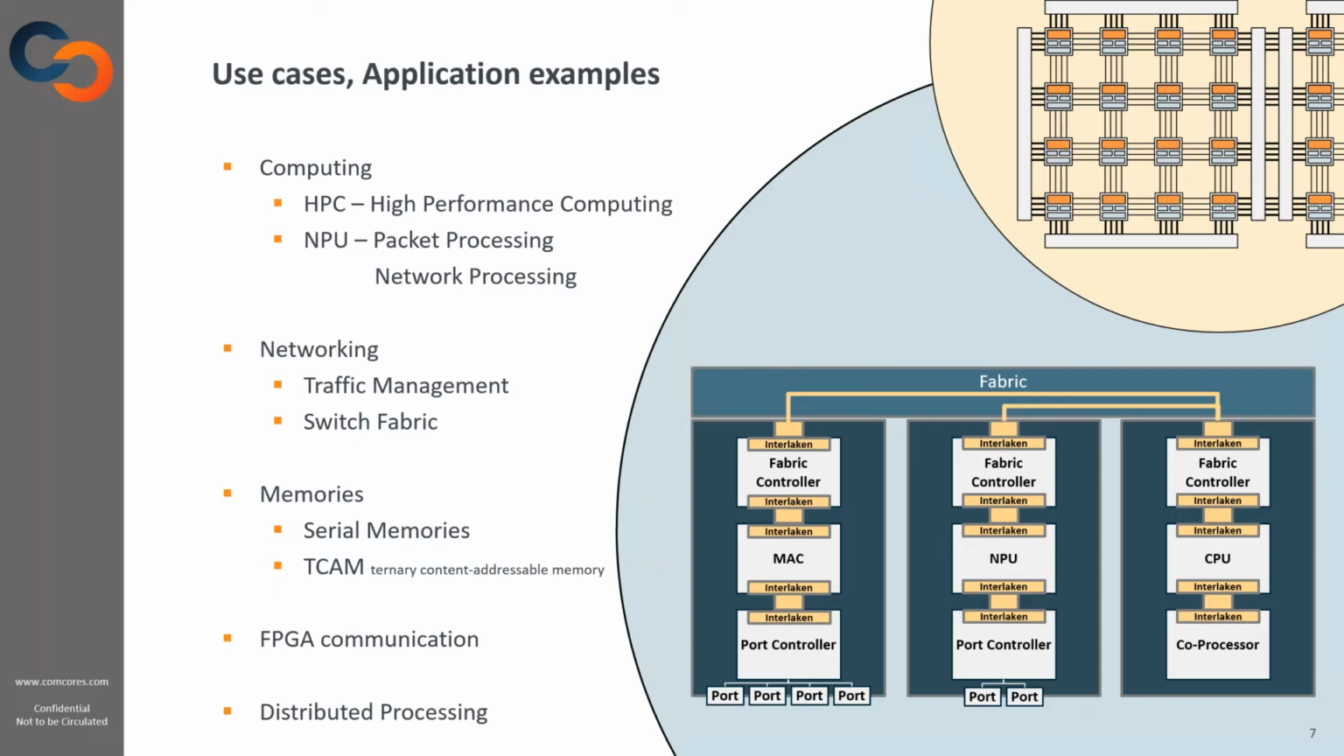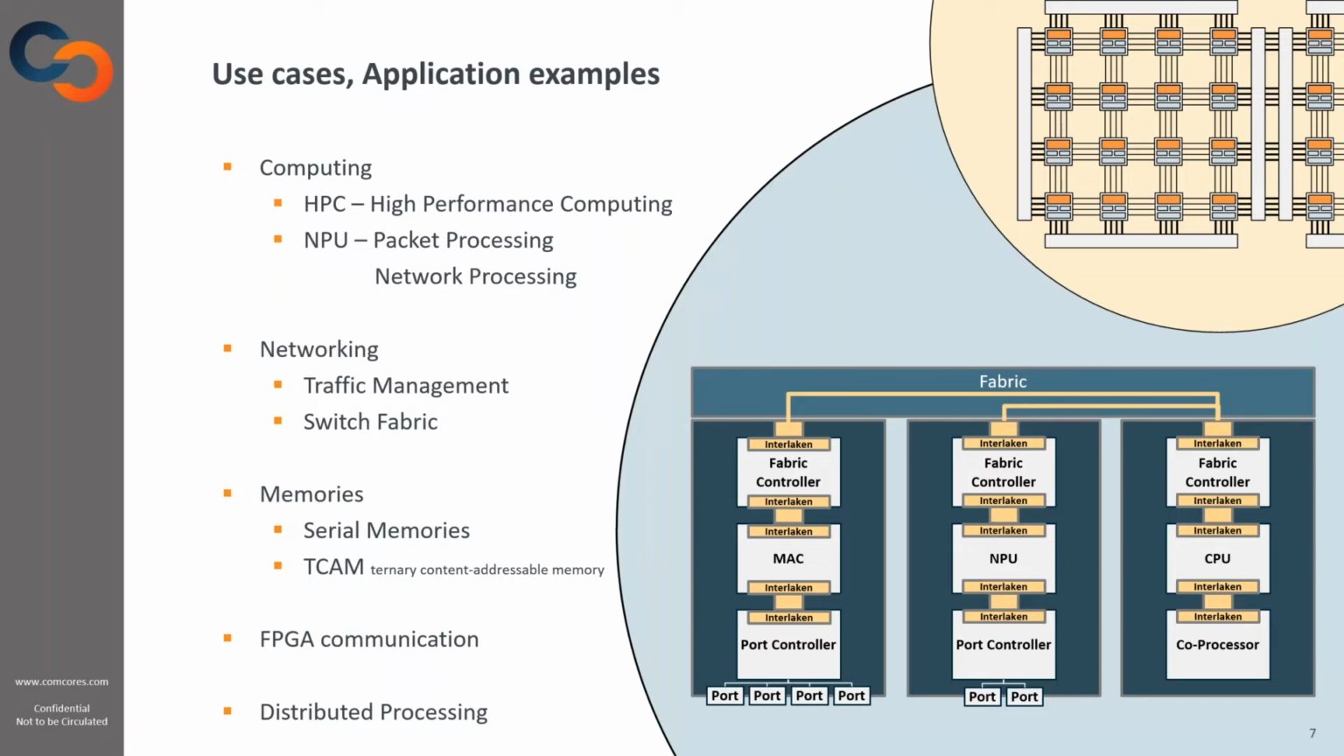And now, where can we use Interlaken with all of those fantastic features? Well, it has many uses because it's a very flexible protocol. It has many uses: high performance computing, network packet processing, in general networking like traffic management, switch fabric, communicating with memories, serial memories, or ternary content addressable memories, communicating with an FPGA, or in general wherever you have distributed processing.